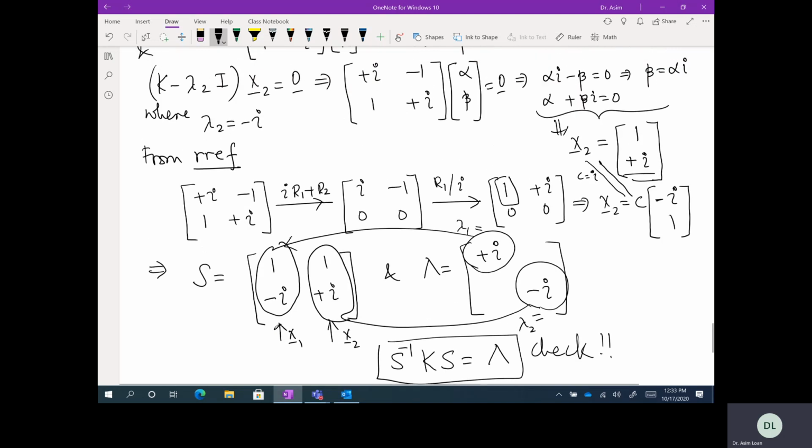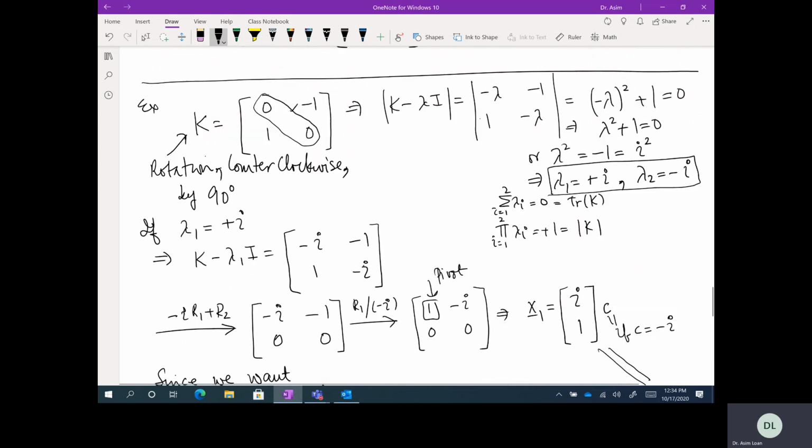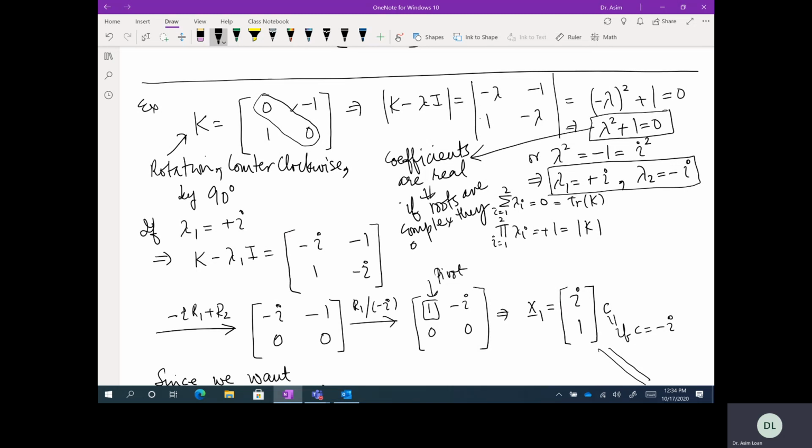And this is what I said before. If you look at this characteristic polynomial, this is our characteristic polynomial. So we have a characteristic polynomial whose coefficients are real. Coefficients are real. This implies if roots are complex, they occur in conjugate pairs. They occur in conjugate pairs.